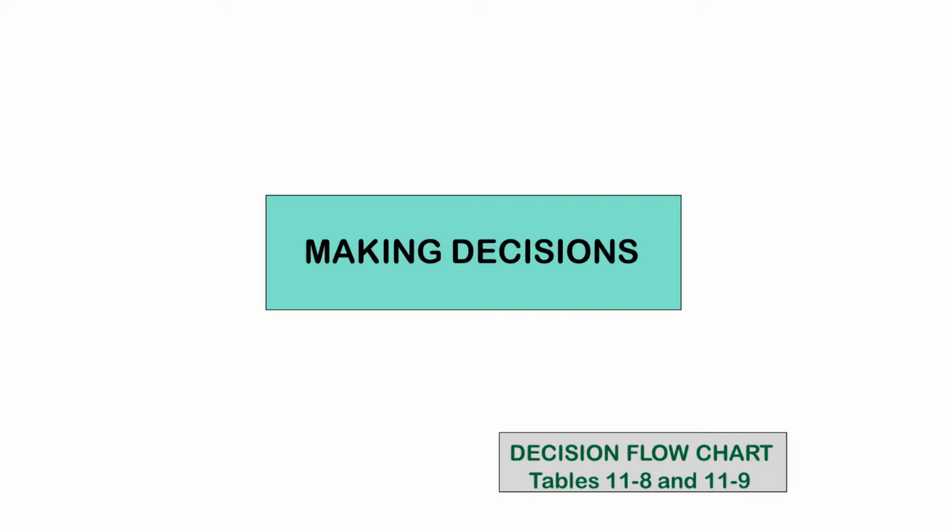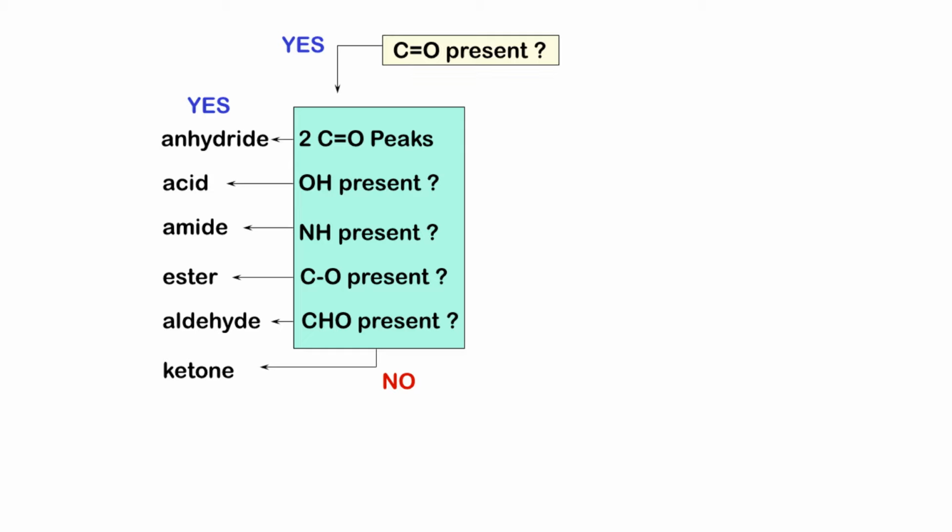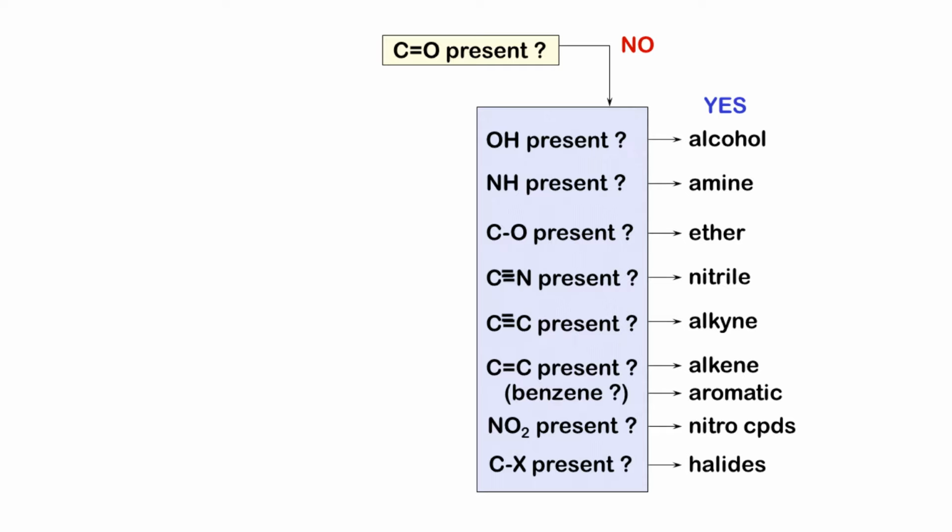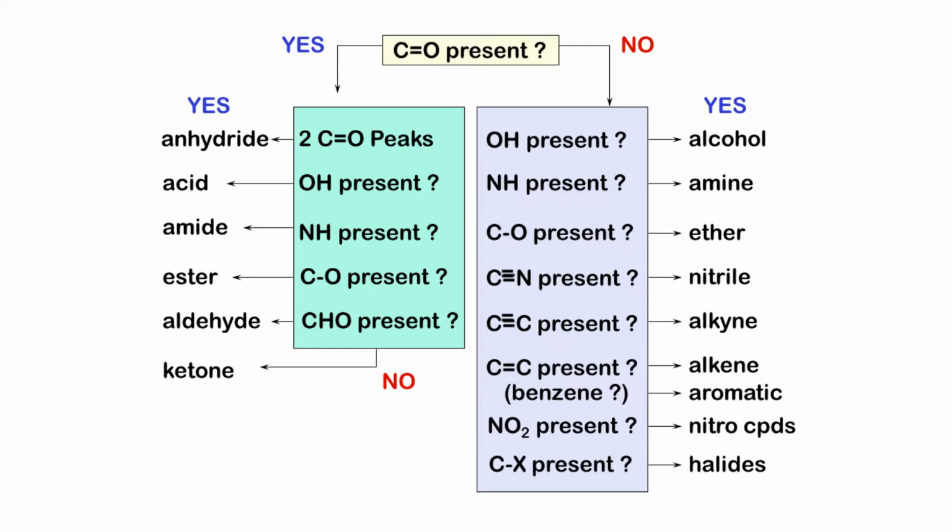Making decisions in IR spectroscopy involves using a flow chart to identify functional groups based on their absorption peaks. If a C=O peak is present, we can narrow down the functional group to anhydrides, acids, amides, esters, aldehydes, or ketones. If no C=O peak is present, we look for other functional groups such as alcohols, amines, ethers, nitriles, and more. This comprehensive flow chart helps in identifying functional groups by checking for various peaks in the IR spectrum.